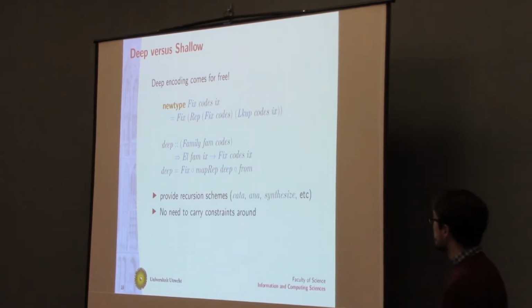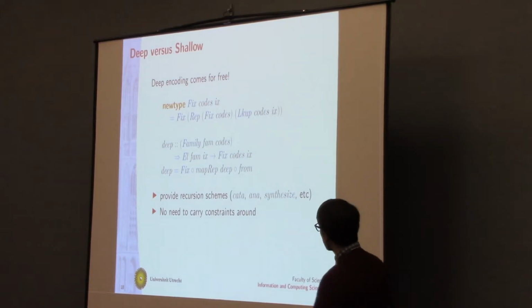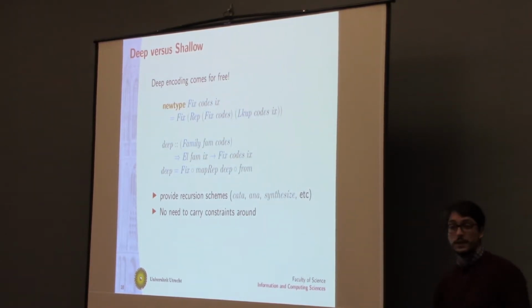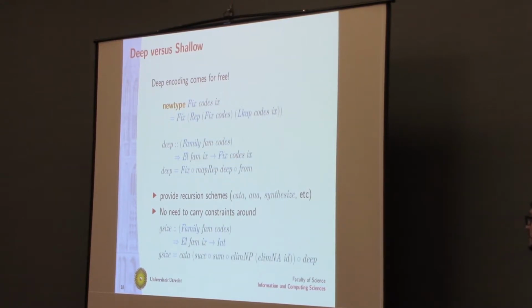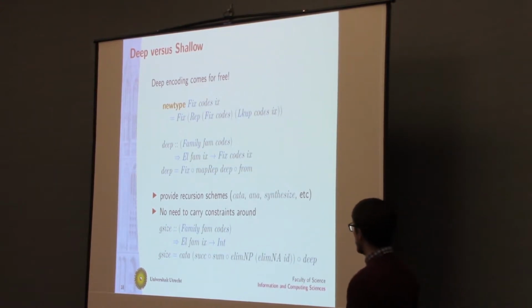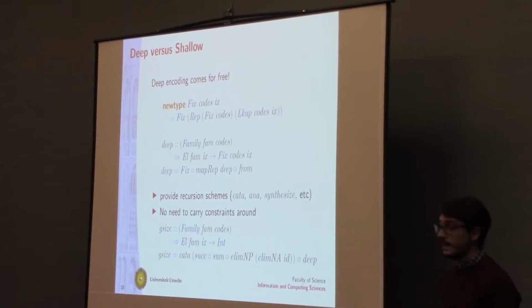And we happily win catamorphisms, anamorphisms, all the attribute grammar stuff, and there's no need to carry any constraints around. In fact, our gsize function is now written as a neat one-liner like this. It's a deep conversion and a catamorphism applied to it. So we have reduced it, and this actually works for any mutually recursive family.